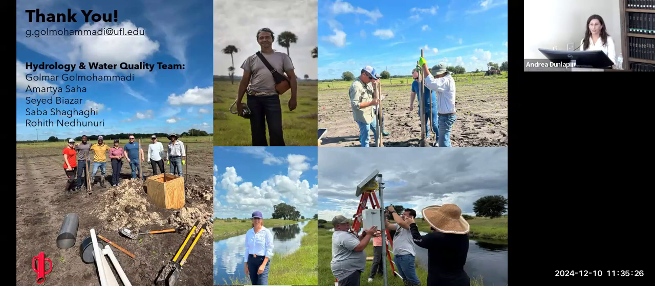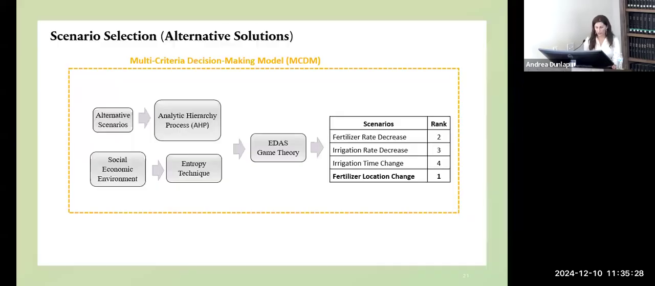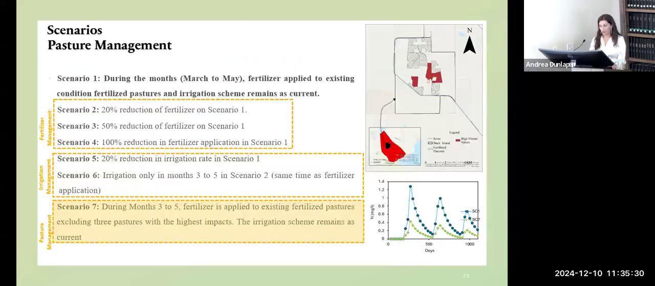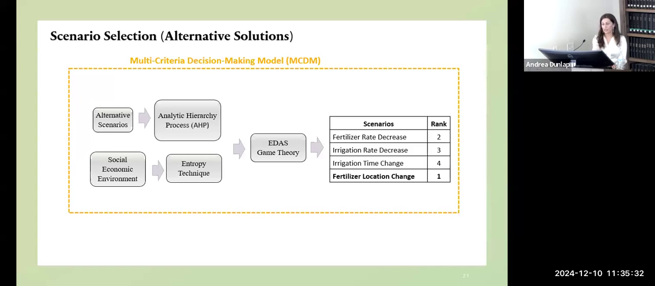The best scenario based on this multi-criteria model, sorry, I'm going to repeat the question. The question was, what was the best scenario? Was it the 100% reduction or not? The answer is no, that was not the best scenario based on the decision-making model.